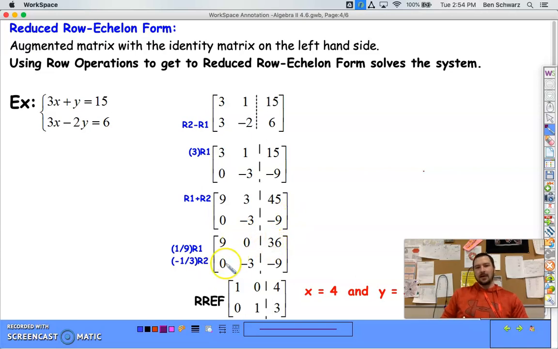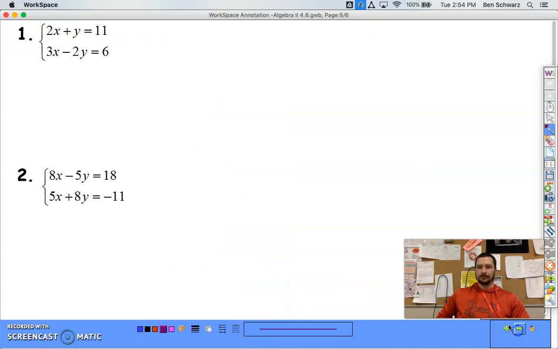Now, since I got my zeros, once you get the two zeros, you just have to multiply the rows by what you need to get 1. So what do I multiply 9 by to get 1? Well, you just multiply it by its reciprocal, right? So multiply it by 1/9. That'll get you 1, and then 1/9 of 36 is 4. Here, negative 3, so the reciprocal is negative 1/3. When I multiply everything out, I get 0, 1, and 3. So 4 and 3 are my solutions.